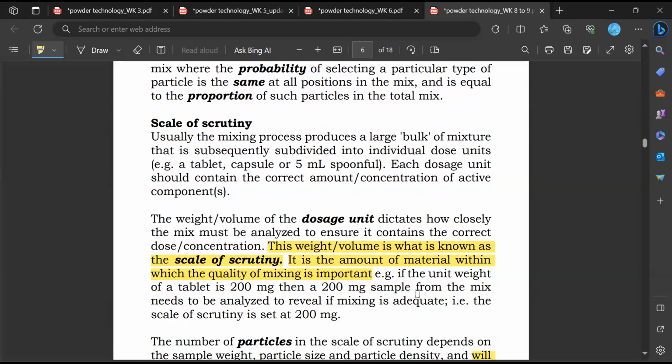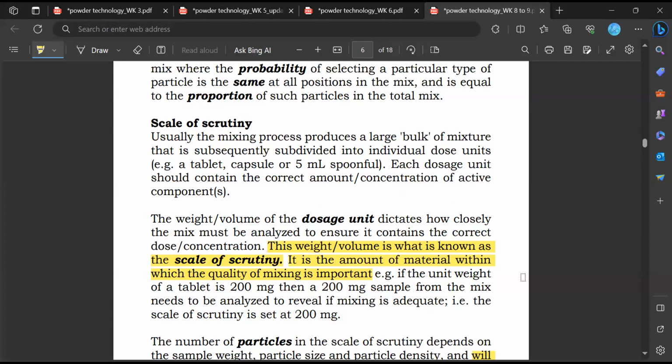Now, when we're talking about scale of scrutiny, this is the weight over volume of a dosage unit. So it is the amount of material within which the quality of mixing is important. For example, if the unit weight of a tablet is 200 mg, then you need to pick out 200 mg of the sample to be analyzed to see if mixing is adequate.